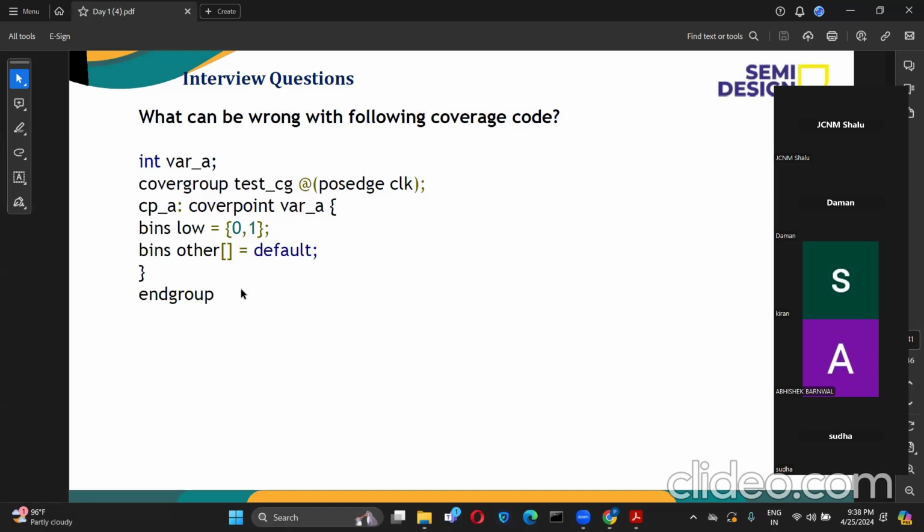See, default bins means, as Daman explained, the bins other than those which we have written as cover points. The other values won't get covered, right? We are not writing those as a coverage point.